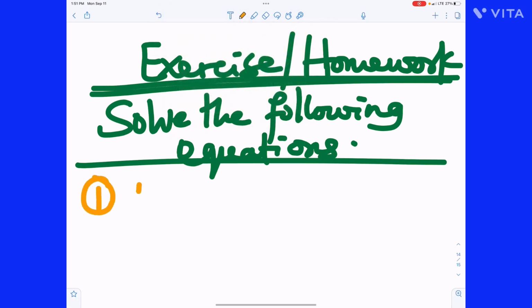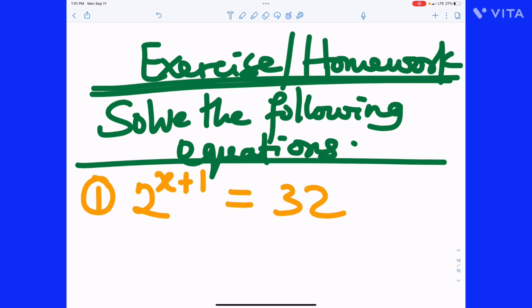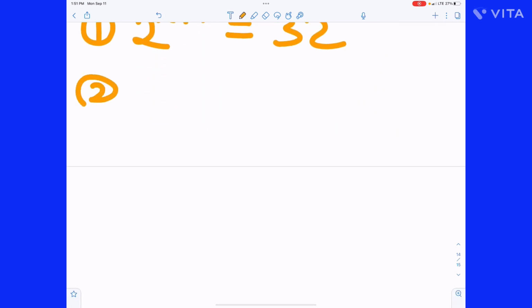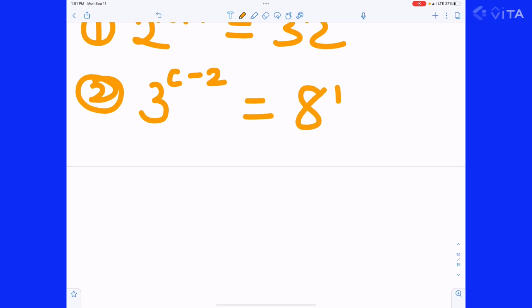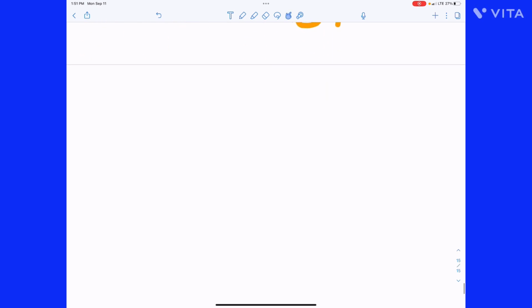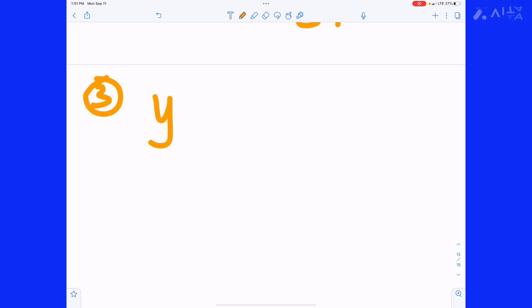Number 1, 2 raised to power x plus 1 is equal to 32. Number 2, 3 raised to power c minus 2 is equal to 81. So that should be easy enough. Number 3.